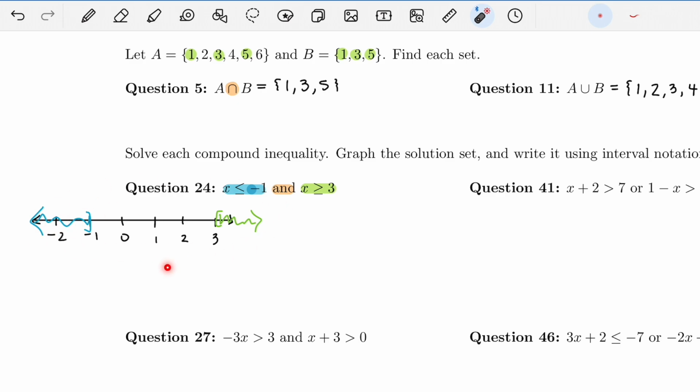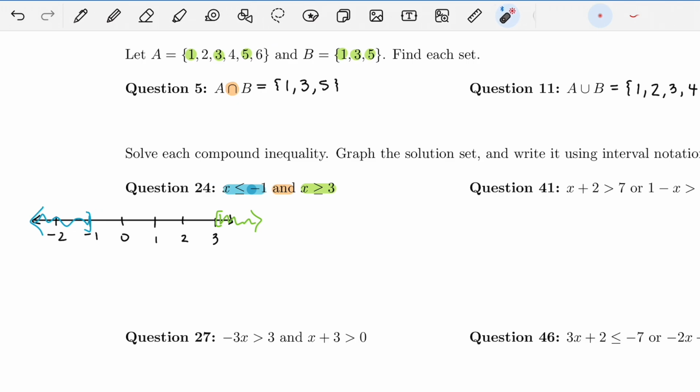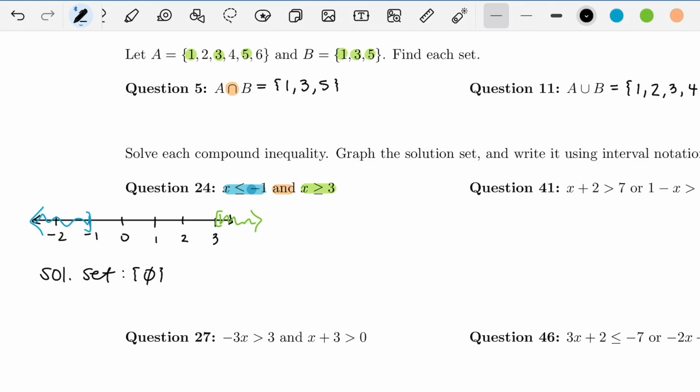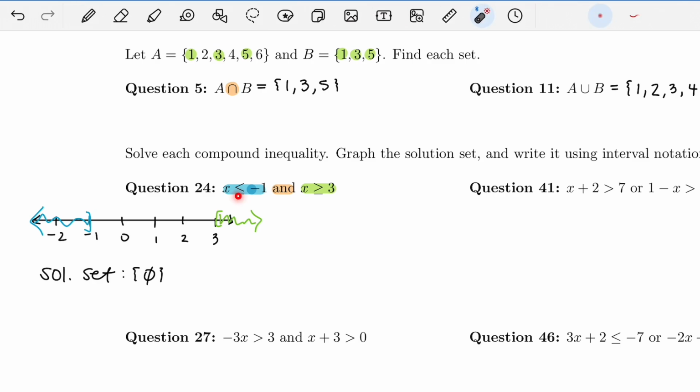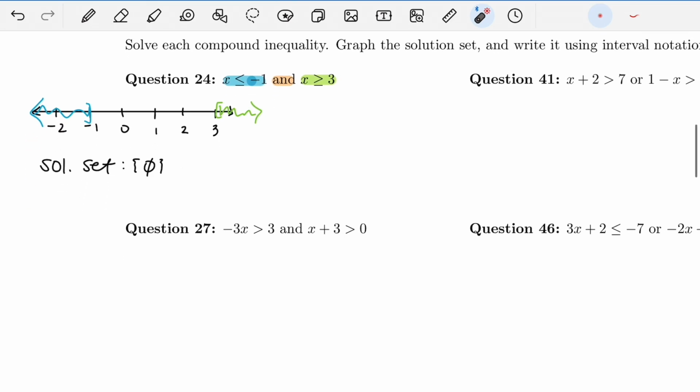Now notice, looking at this graph here, they don't share any values. They don't have any in common. We're looking at all values that are less than or equal to -1 and the values that are greater than or equal to 3, and there are no values that follow this here. So in this case, our solution set is just going to be the empty set. There are no numbers that are both less than or equal to -1 and greater than or equal to 3. And we can easily see that with this graph here. All right, let's move on to 27 here.